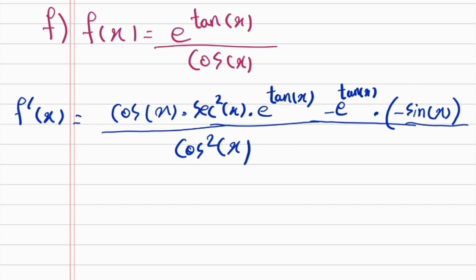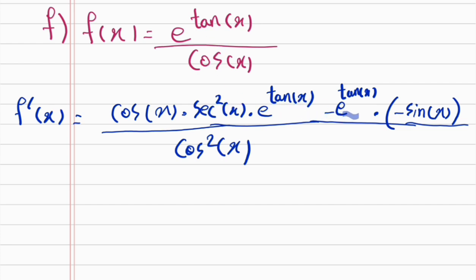So just to quickly recap, we start by using the quotient rule. So we square the denominator. Then we write down the denominator function first, which is cos x, times the derivative of the numerator function. So numerator is an exponential function, and we use that chain rule. So the derivative of tan x is sec squared x, so that becomes the coefficient of the function, which is e to the tan x.